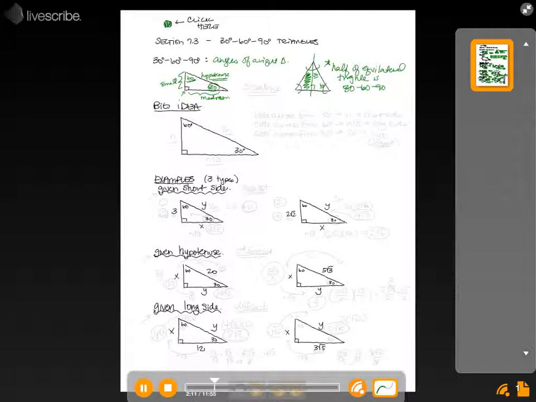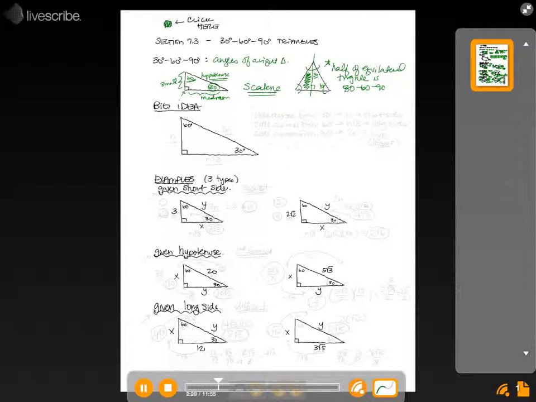Alright, the big idea here. Now, this big idea is more complicated than the one for a 45, 45, 90, because in a 45, 45, 90, two of the sides were the same. In a 30, 60, 90, all three sides are different lengths. It's a scalene triangle. Okay, that's important. 30, 60, 90 is a scalene triangle.